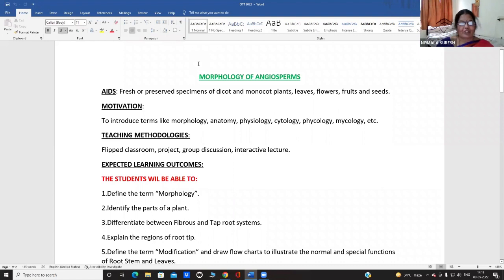So, morphology of angiosperms. This is our concept. We need to teach this particular chapter in a very effective way, so the children will not find anything difficult. The best way is to use aids. I just want to know from your end, what are the aids that you will normally use for morphology of angiosperms?